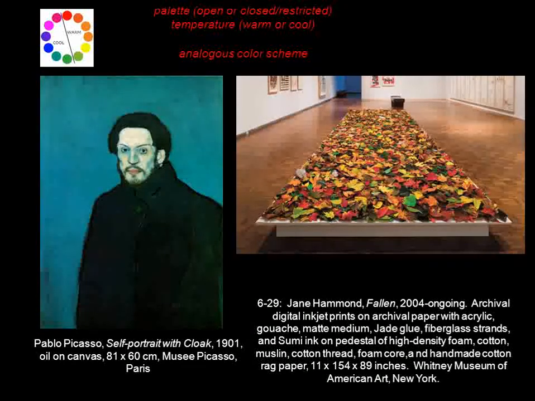So here are examples of two different objects, one painting, one installation, where the artists are selecting their palette in a restricted way. The picture by Pablo Picasso on the left, the Self-Portrait with a Cloak from 1901, is an example of a restricted palette in a cool color scheme. Again, it's an analogous color scheme because, for the most part, the palette is chosen in the blue and green range. There's a hint of peach used for the skin tone, but it's predominantly this blue and green range, and we call this Picasso's blue period.